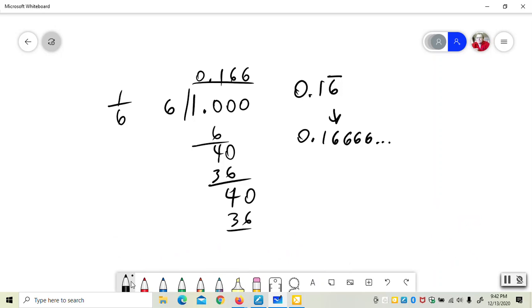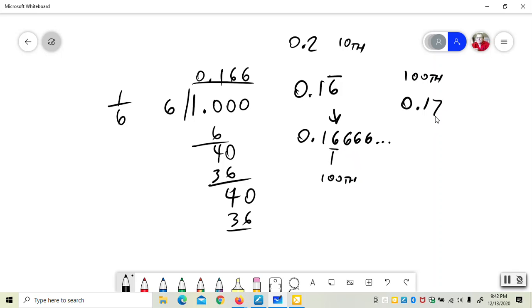So if you rounded this, you're going to get kind of different things. If you rounded it to the nearest tenth, 6 is 5 or above, give it a shove, so it would go to 0.2. That would be the nearest tenth. If I said the nearest hundredth, well, tenths, this is the hundredths place. That's bigger than 5, so it goes up to 0.17.